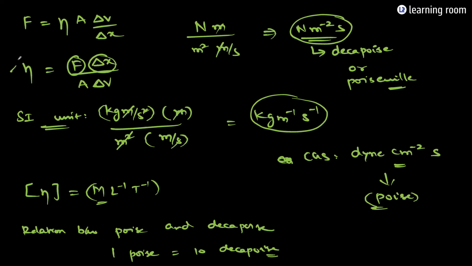Then we tried to find the SI unit and the CGS unit of the coefficient of viscosity, and the relation between them. To put it simply, the CGS unit is poise and the SI unit is decapoise. Just like how you replace newton meter with joule, you can replace newton meter power -2 into second with decapoise. Similarly, you can replace dyne centimeter power -2 into second with poise. Got it? Are you getting a slight grip of it? Yes, sir.